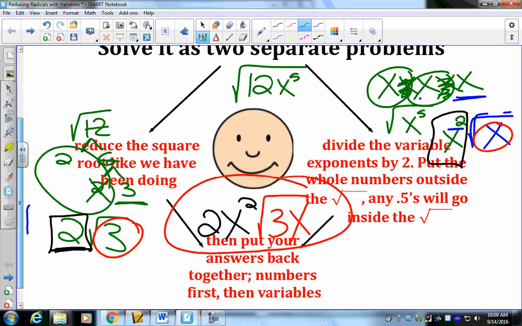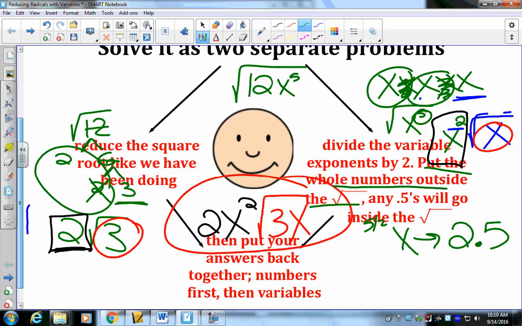What we can do is divide the exponent by 2. We're making pairs. So if I take my x's and do 5 divided by 2, why 5? Because that was the exponent. And we're dividing it by 2 because this tells me how many different pairs I can make. I get 2.5. In our directions it says put the whole numbers outside the radical.